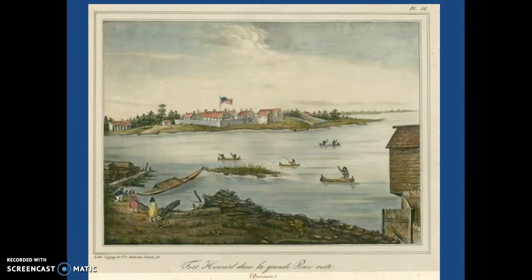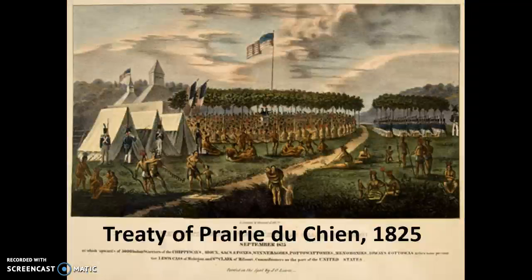Now this is an example of a rendering of Fort Howard, which was in Green Bay. This was right after the War of 1812, when the United States started to look more closely at the Northwest Territory now that the British had been essentially kicked out of the area. Fort Howard was there to project American military power and to begin laying the seeds for establishment of control of the riverways, which were essential for trade.